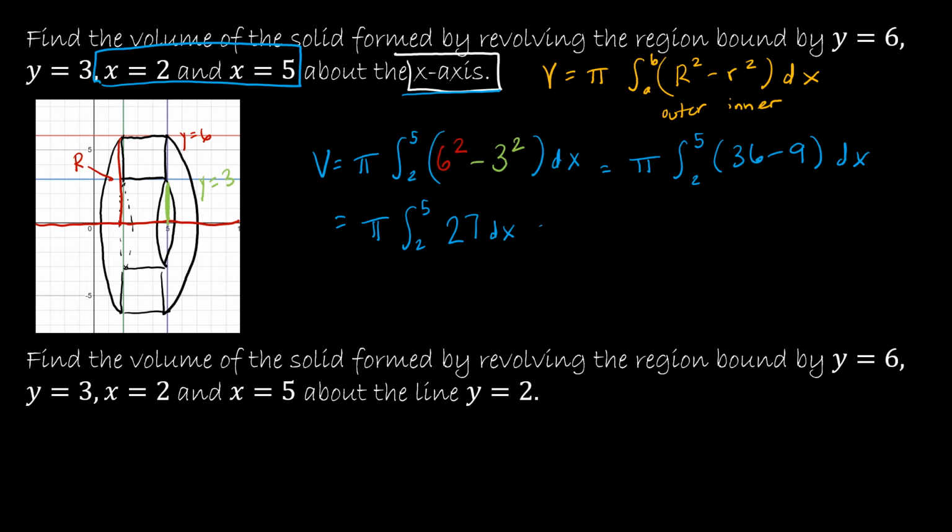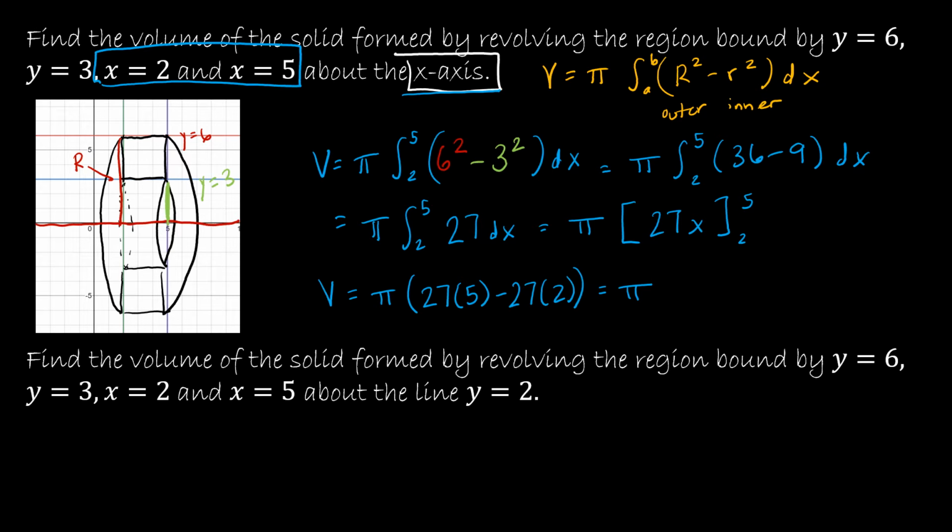Now I'm actually going to integrate, which tells me that I have pi, and then this is just 27x from 2 to 5. So my volume is pi times 27 times 5 minus 27 times 2, which gives me pi times 81, or 81 pi. So my exact result is 81 pi.